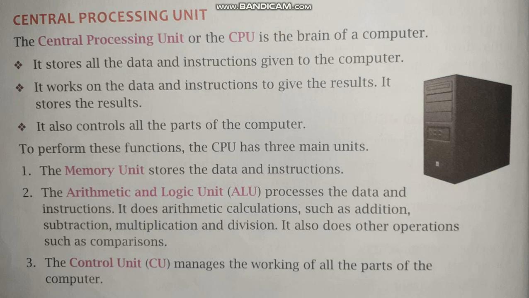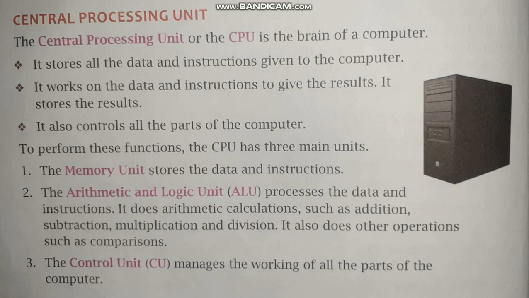To perform this function, the CPU has three main units. How many units? Three main units. First one, the memory unit. Second one, the ALU, which means arithmetic and logic unit. And third one is the control unit. Let's see the first one: the memory unit stores the data and instructions.